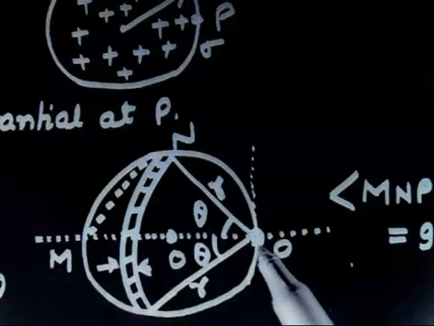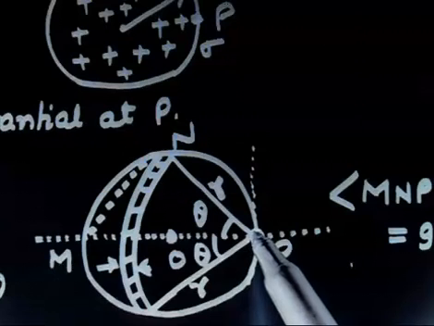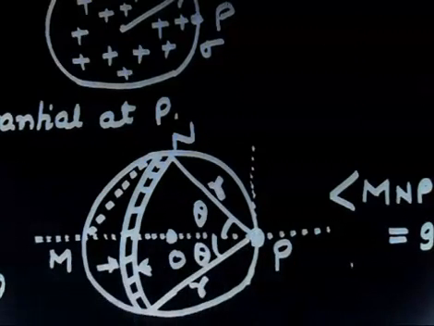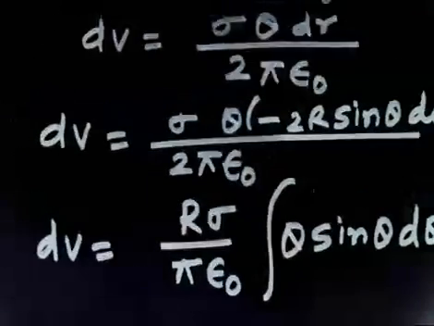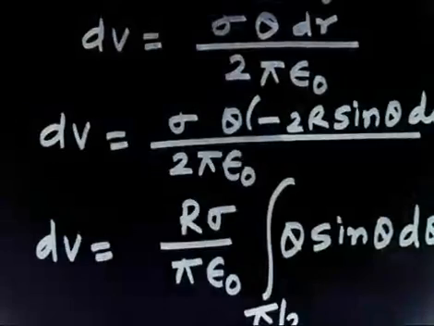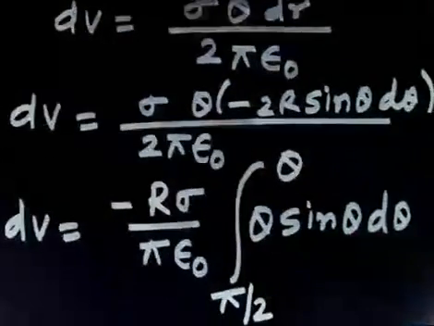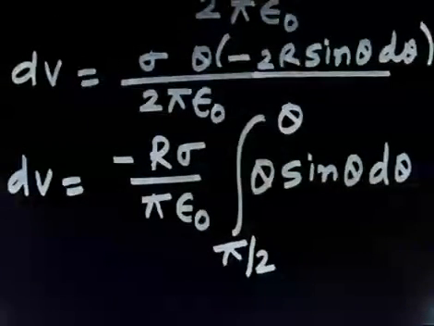So I can integrate theta initially. I am considering r is equal to 0 at this point. So r is equal to 0 corresponds to theta equal to 90 degrees. r is equal to 2r corresponds to theta equal to 0. This means I have to integrate from 90 to 0. So this goes from pi by 2 to 0. I have to have a minus sign also here. Now doing this integration is slightly tricky.